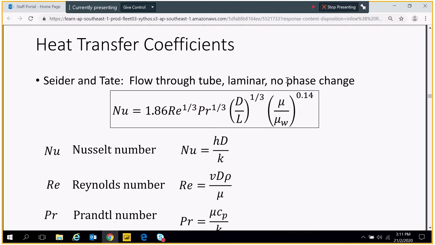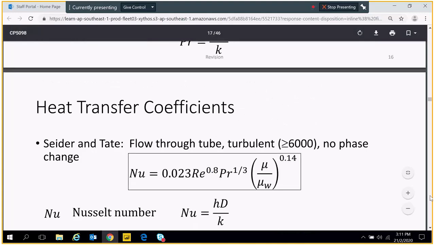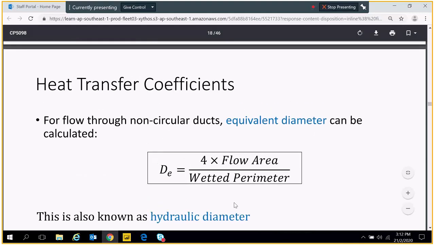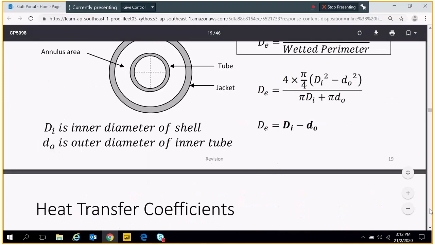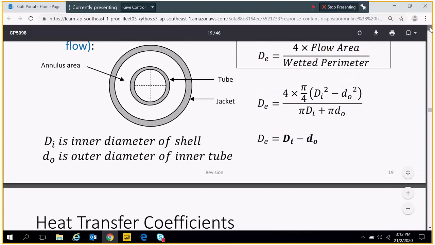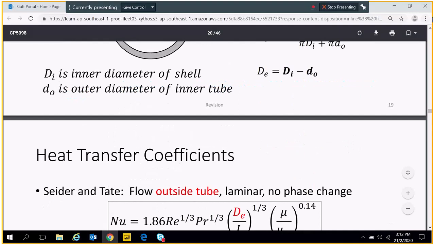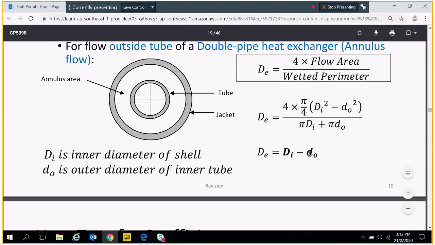No phase change means there's no evaporation, no condensation. This one no need to memorize, all those correlations. This one you must memorize. This is very important: the equivalent diameter. Study this one, look at it very carefully. I mentioned that the small d is for the small pipe, big D is for the big pipe. DO means outer diameter of the small pipe, and DI means inner diameter of the big pipe.